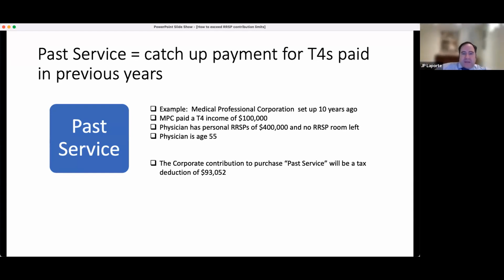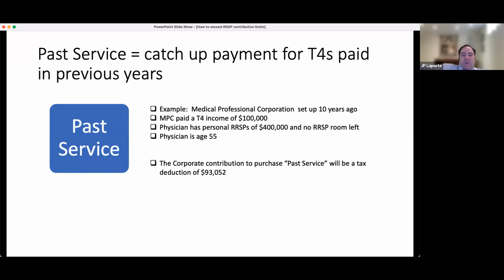So that's sort of how it works. Now, this physician has been able to accumulate $400,000 in RRSPs on the side and has no room left and is 55 years of age. So we set up a pension plan, and the first thing that we're asked is, can you buy back those years of past service, those 10 years where the doctor was paid a $100,000 salary?